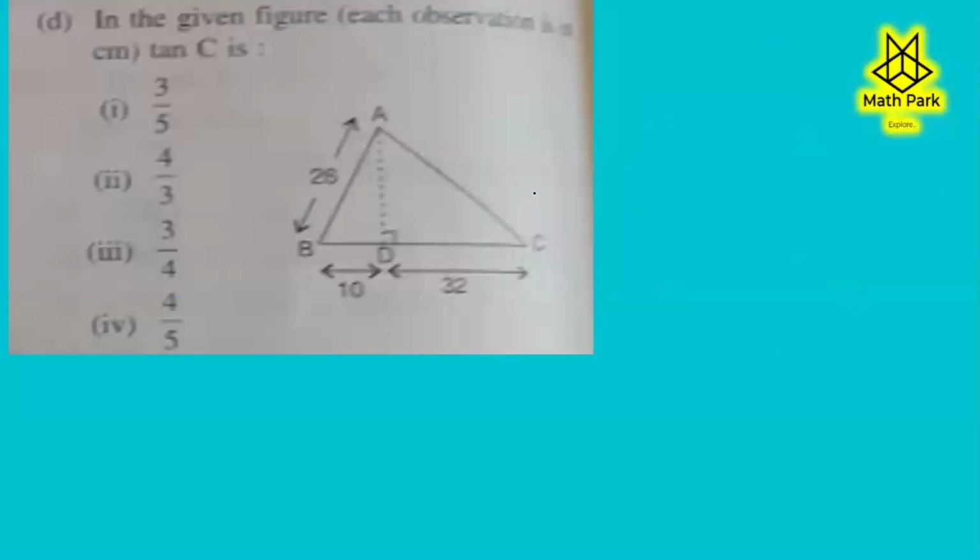In the given figure, each observation is in centimeter. Find the value of tan C. Now this is 26 and this is 10. So by the theorem, we get this as 24. We know that 24, 26, 10 is a Pythagorean triplet.